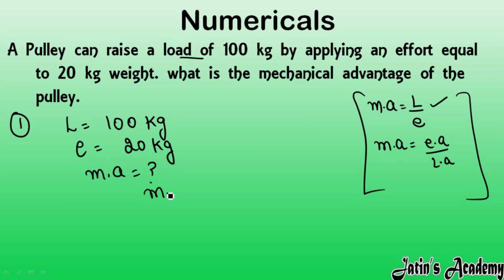We have mechanical advantage equals load over effort. So what is the value of load? Load is 100 kg over effort, which is 20 kg. So 0 cut with 0, 2 ones are 2, 5 twos are 10. So mechanical advantage is 5. What is the unit of mechanical advantage? Mechanical advantage has no unit.